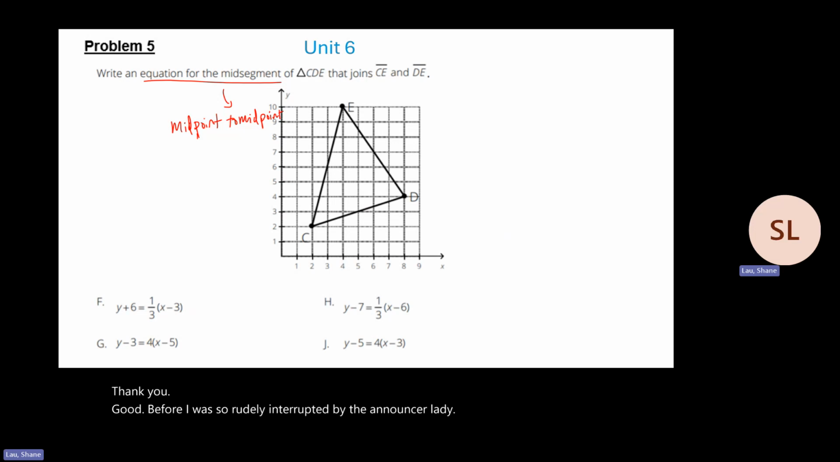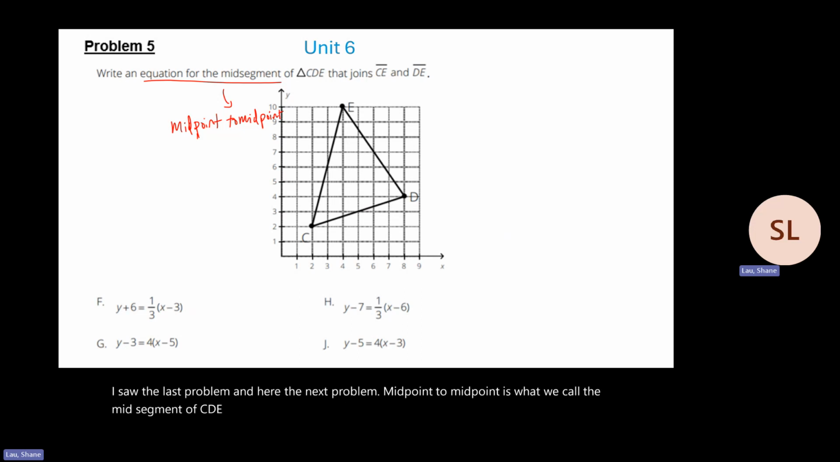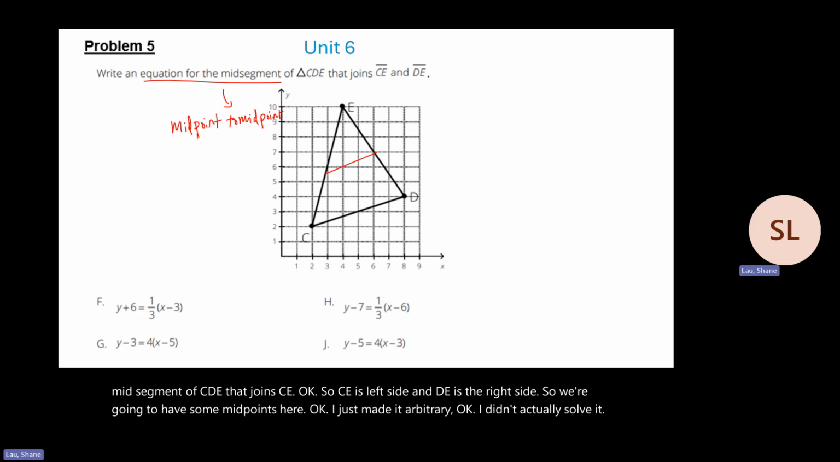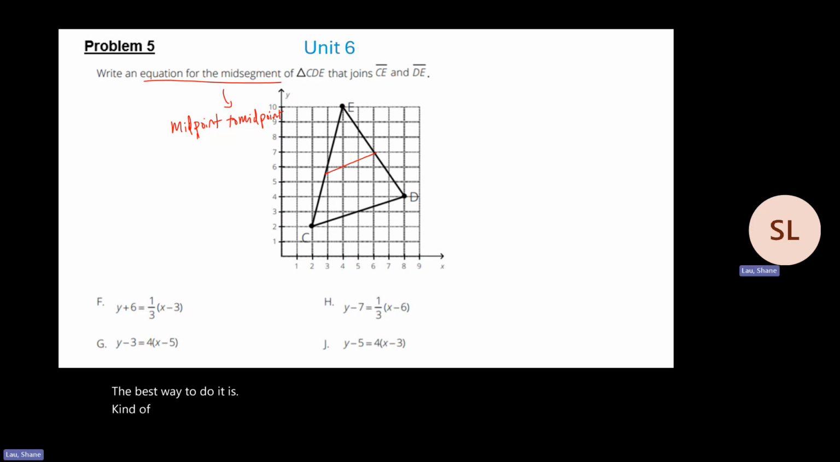I solved the last problem, and here's the next problem. Midpoint to midpoint is what we call the mid-segment of triangle CDE that joins CE and DE. CE is the left side and DE is the right side. So we're going to have some midpoints here. I just made it arbitrary, I didn't actually solve it. But in this problem, you have to solve for your midpoints. So the best way to do it is to take your rise over run.